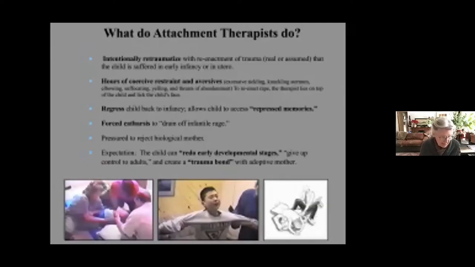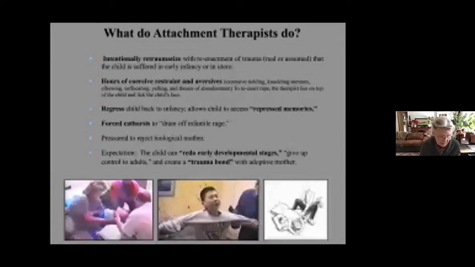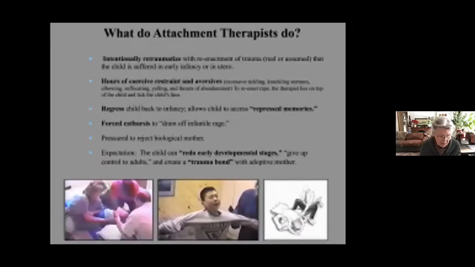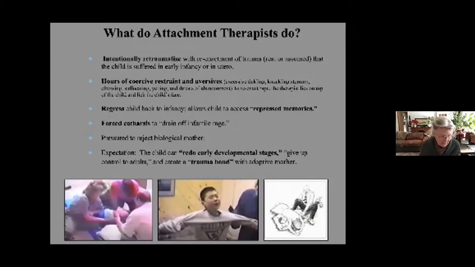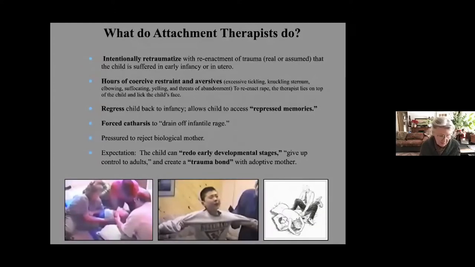Attachment therapists claim this will regress a child back to infancy so that repressed memories can surface and infantile rage can be drained off with forced catharsis. After hours of this, when the child is reduced to a sort of whimpering little puddle, he's handed over to his adoptive mother to be cuddled and treated like an infant. It's hoped at this point that he will accept her authority over him and attach to her.